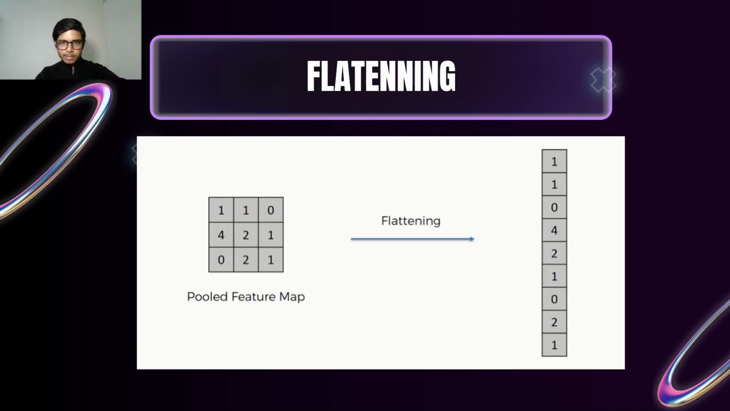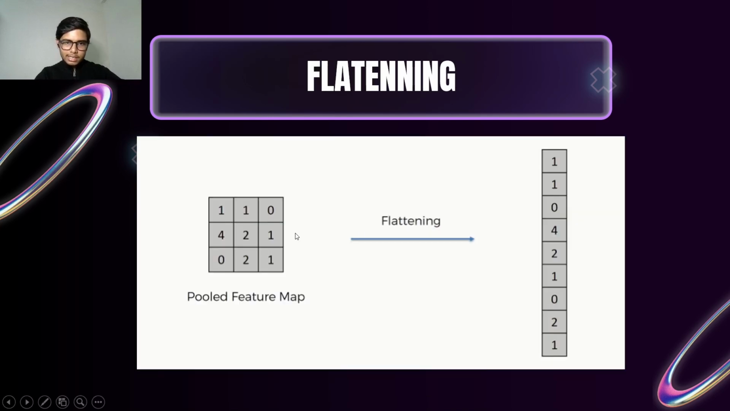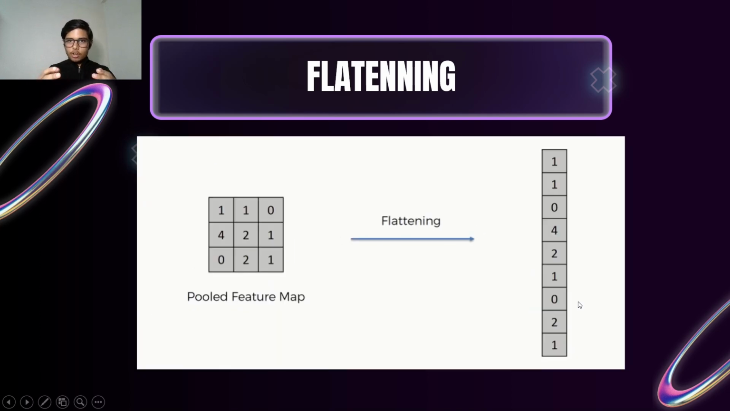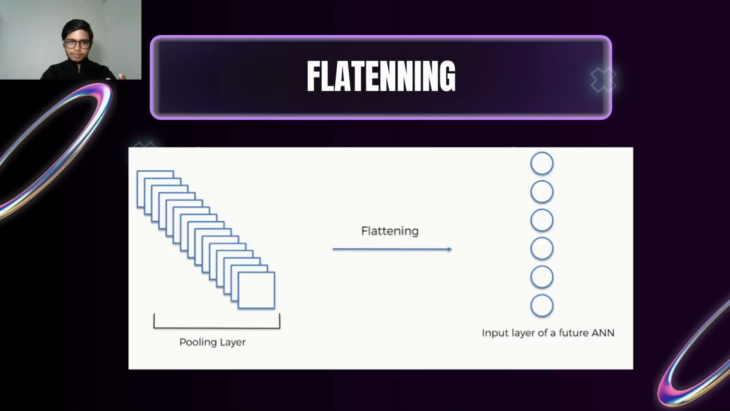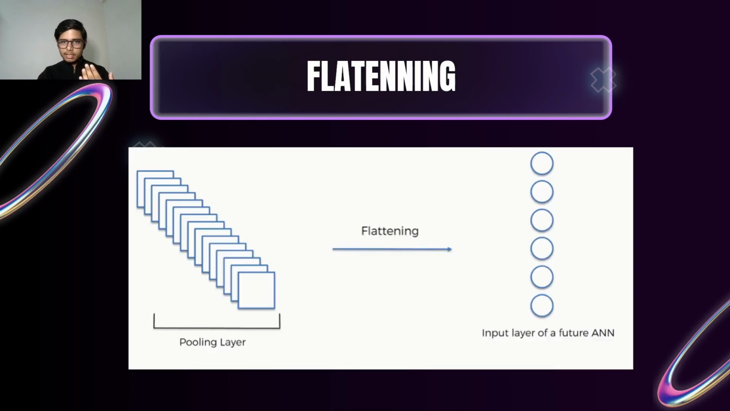All right. So the last step is flattening. This is the pooled feature map we got, and flattening is basically converting this into a single row matrix. Just like the name suggests, we take the pooled feature map and we just flatten it, so we get this single row matrix. What this helps us do is input these values into the input layer of an artificial neural network, and then it could be used to train that AI agent. That's how CNNs recognize images.